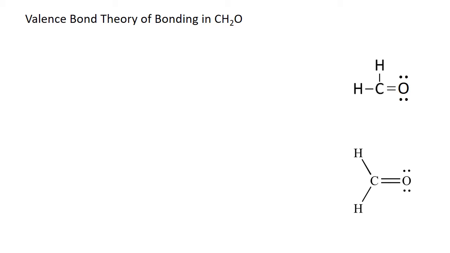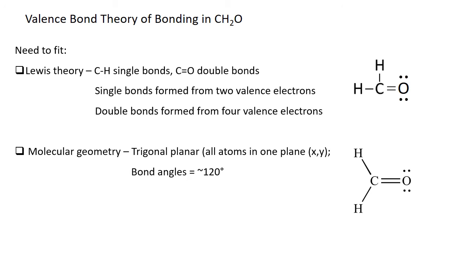The molecule we're going to use as our example will be formaldehyde, which is CH2O. So the Lewis structure is shown here. Lewis theory tells us that this is made of two CH single bonds plus a CO double bond. Single bonds are formed from 2 valence electrons. Double bonds are formed from 4 valence electrons.